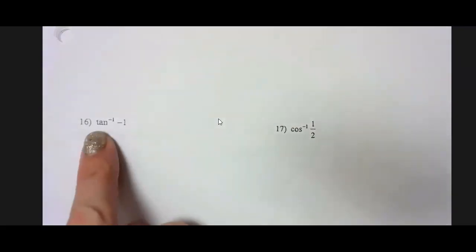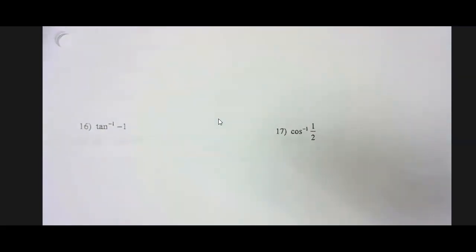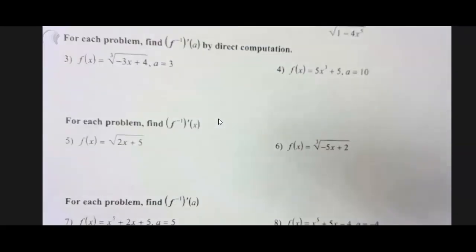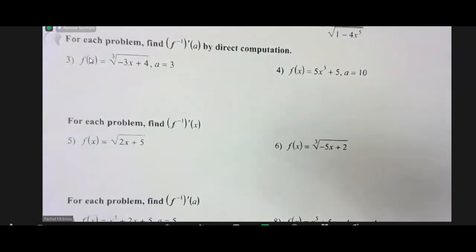And then these are like what we did today. So the inverse tan of -1, what is that equal to? Okay. So sorry about that. Skip 1 and 2. So you're really doing 3 to 29.